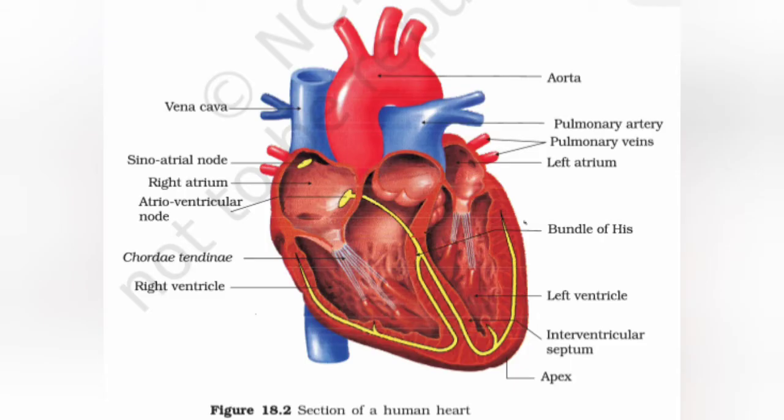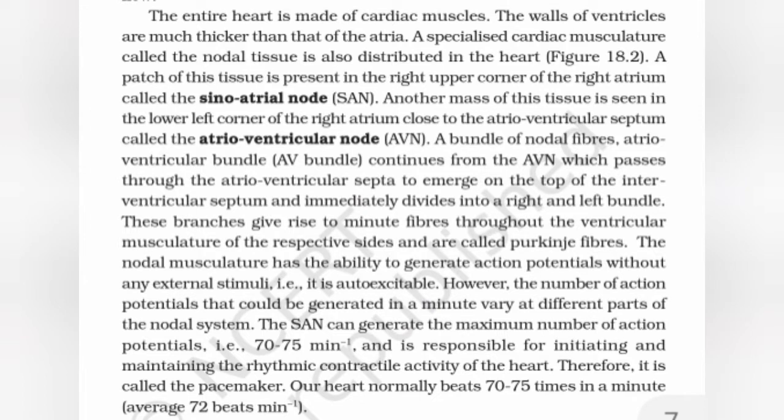Here is the section of the human heart. We can see the four chambers very clearly. Right atrium connected with the right ventricle, left atrium connected with the left ventricle, aorta, the big red artery, vena cava, the big blue vein. The muscle bundle of His is responsible for the generation of impulse and spreads the impulse to the various parts of the heart. The entire heart is made of cardiac muscles. The walls of ventricles are much thicker than that of atria.